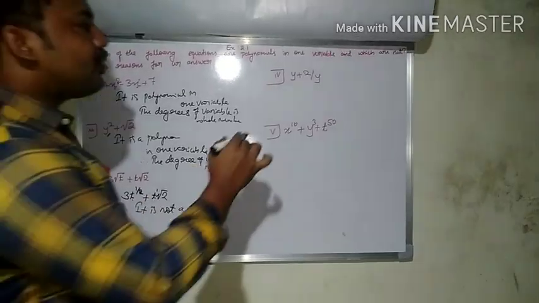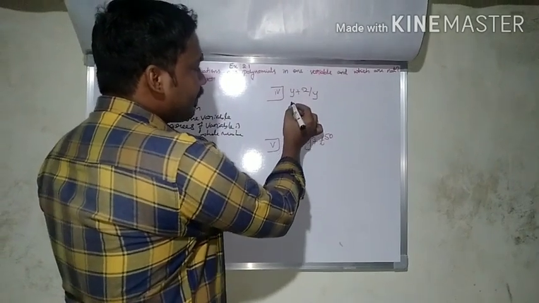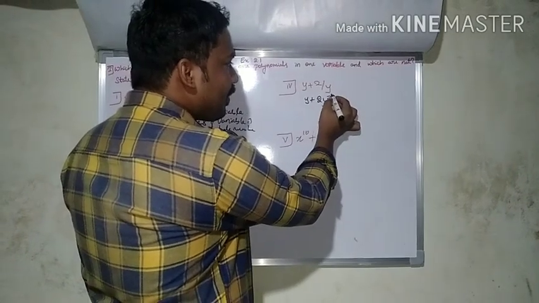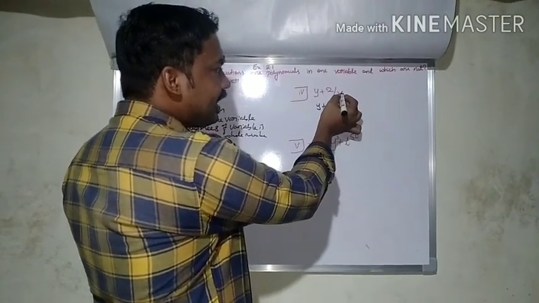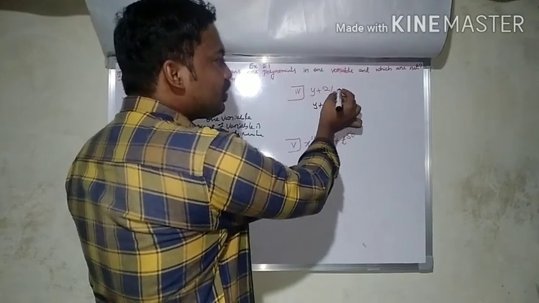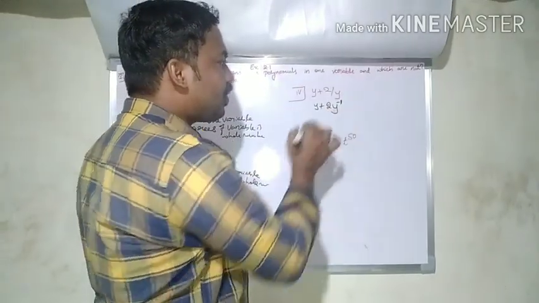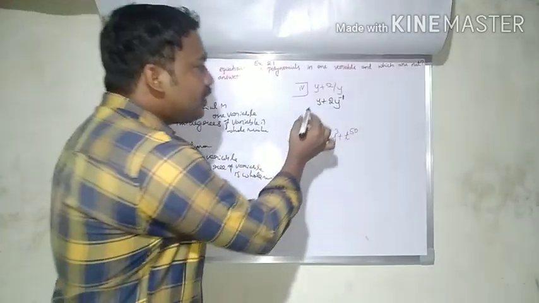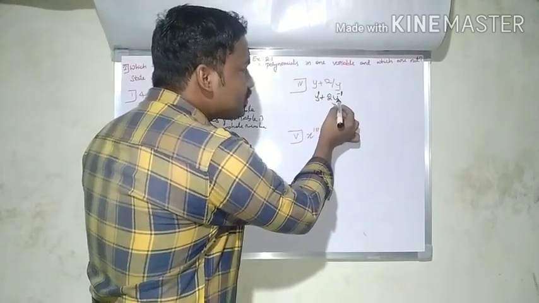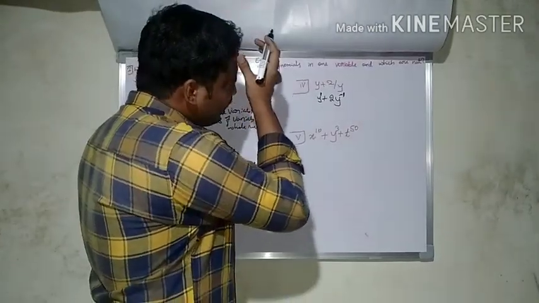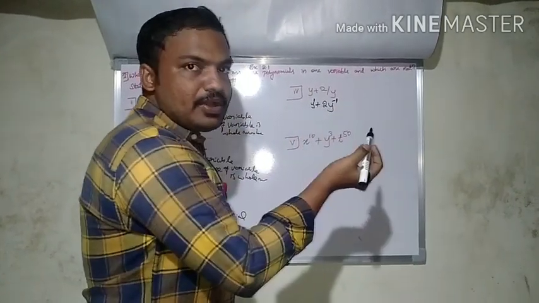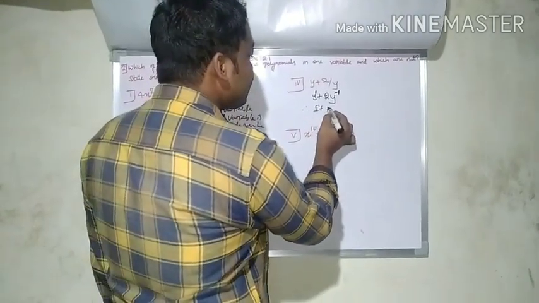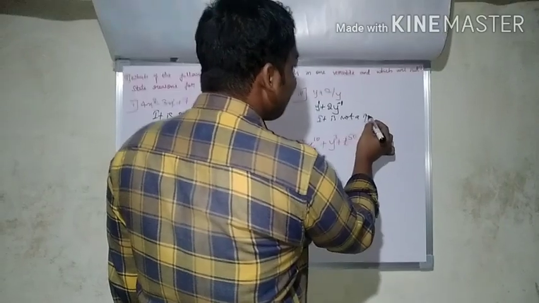Next example: y plus 2 by y. This is written as y plus 2y to the power minus 1, because y is in the denominator, and if the denominator moves to the numerator, the power of y becomes negative, that is y to the power minus 1. Here the variable degree is not a whole number, because minus 1 is not a whole number. Therefore, it is not a polynomial.